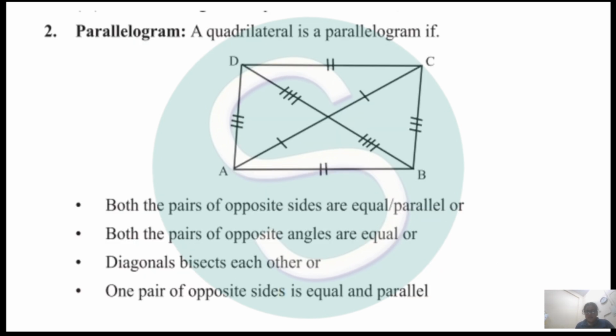Now what is a parallelogram? A quadrilateral is called a parallelogram if both pairs of opposite sides are equal or parallel, or both pairs of opposite angles are equal, or diagonals bisect each other, or one pair of opposite sides is equal and parallel. So these are the properties of a parallelogram.